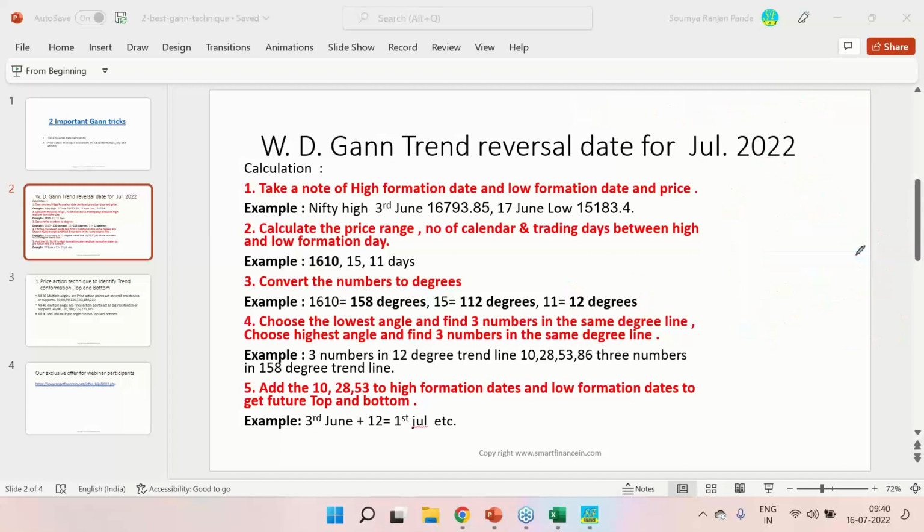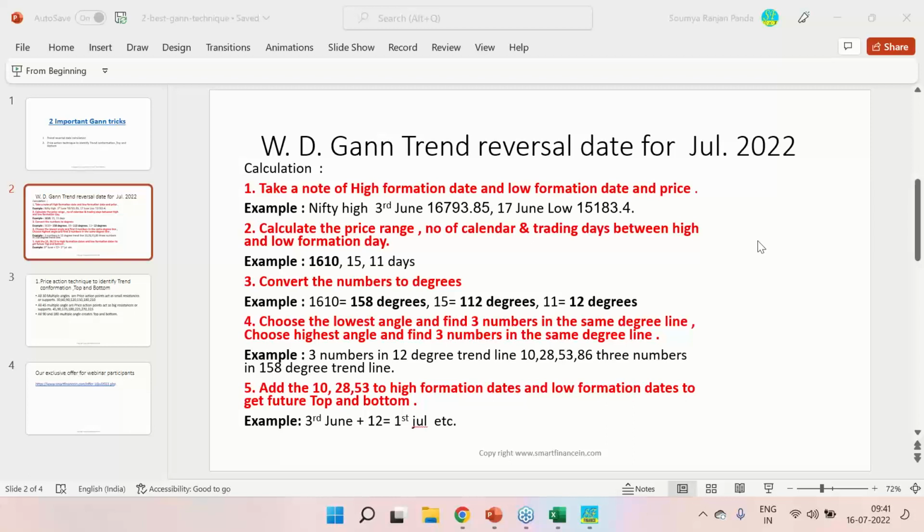So what I was conveying here, do not get confused about how a 158-degree trend line can be drawn. A 12-degree line is easy, but how can a 112 or 158-degree trend line be drawn in a 90-degree price-time graph? I was conveying that because the graph you are seeing is a semi-log scale. Any big degree trend line you can draw on that.